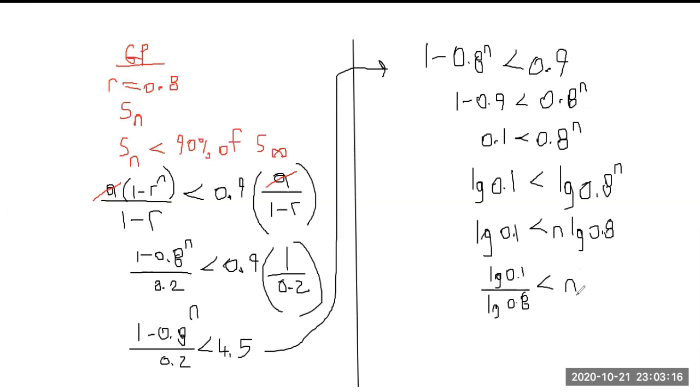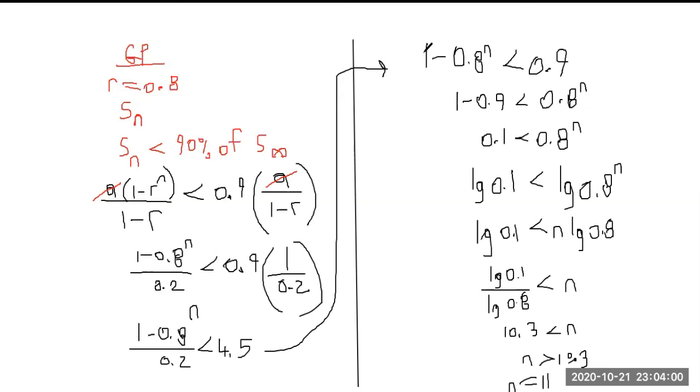The log of 0.1 divided by the log of 0.8, the result is 10.3, and that's less than n. So in other words, n is greater than 10.3. And so the smallest number for n, since n is greater than 10.3, is that n must be equal to 11. That's the smallest number of terms. n is equal to 11, because we're talking about terms, we're talking about sequences and series. So if n is greater than 10.3 terms, then n must equal 11.